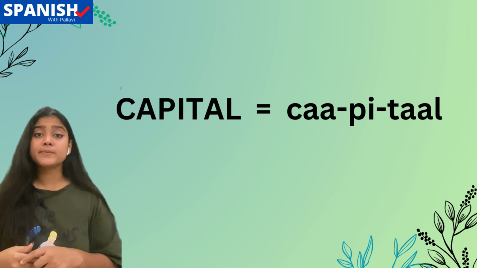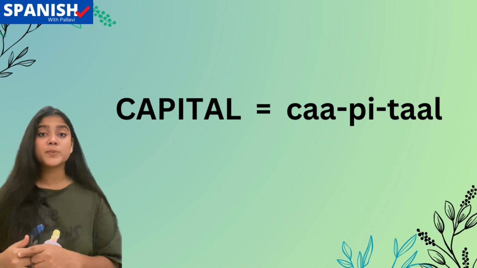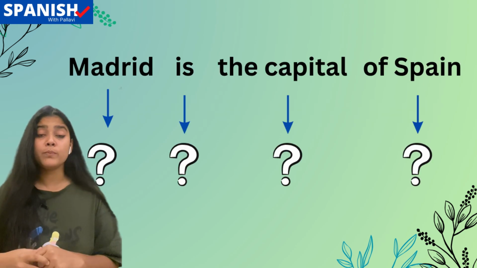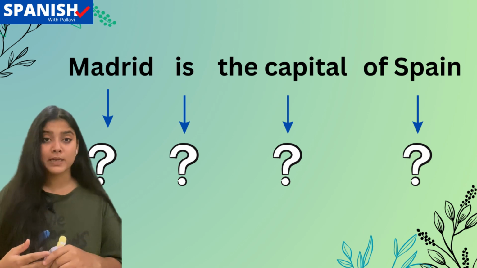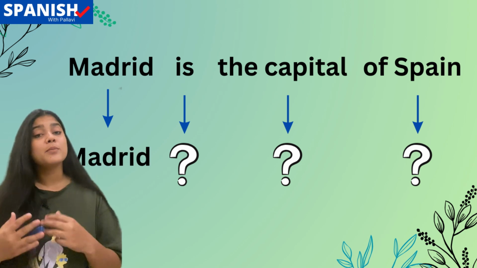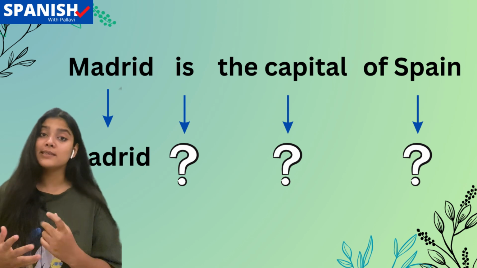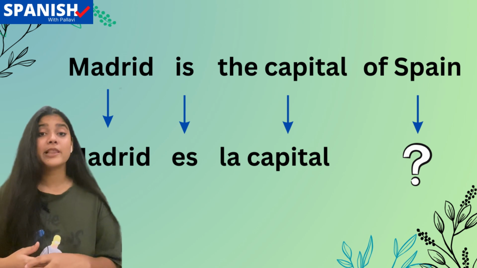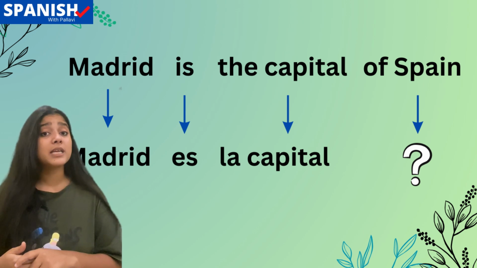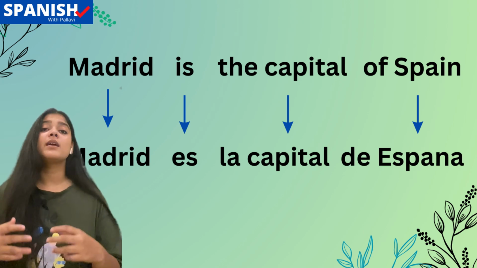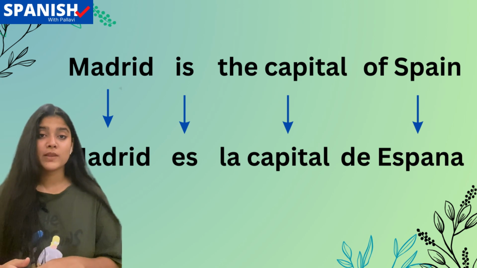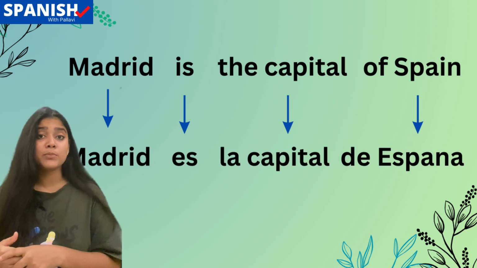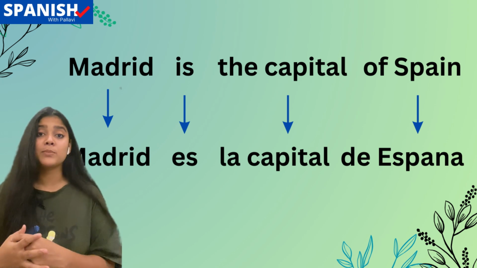Next. This word is capital. And how do you say that in Spanish? Capital. El ejemplo, Madrid is the capital of Spain. How do you say that in Spanish? Madrid will be Madrid. Is will be es. The capital will be la capital. The capital of Spain, de España. So the whole sentence will be: Madrid es la capital de España.